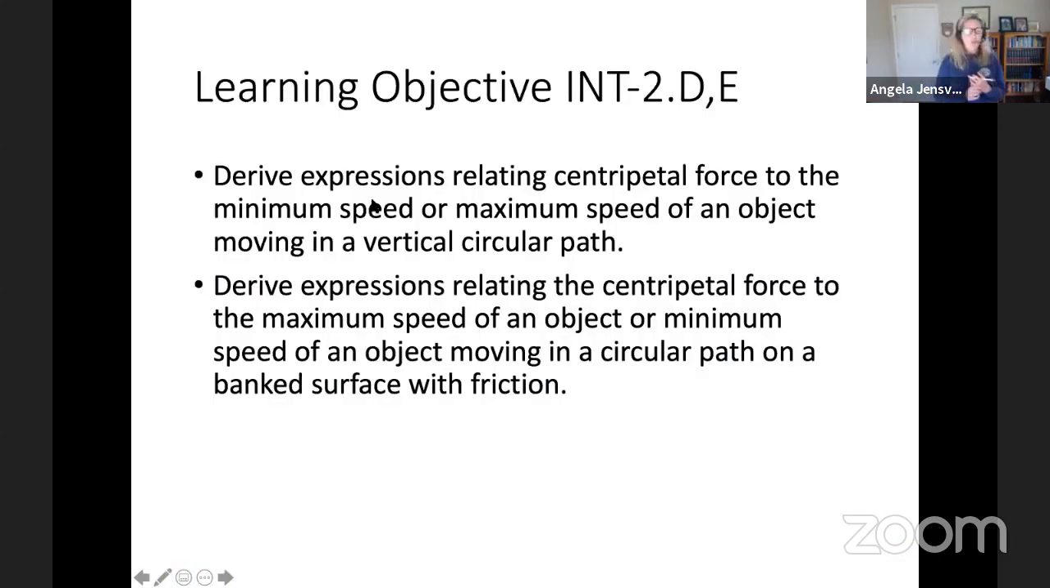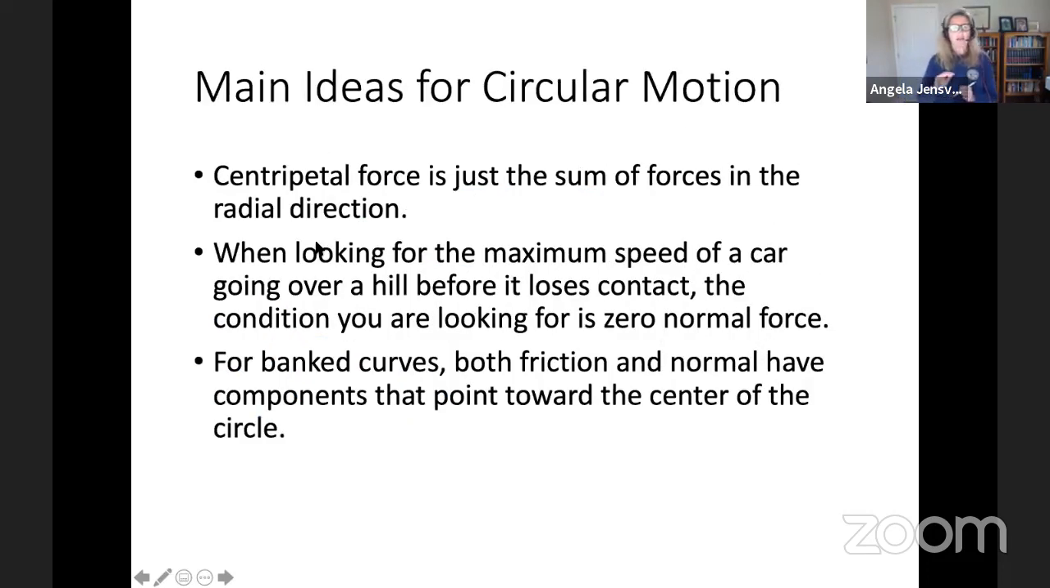Okay, so today we're going to look at two learning objectives: derive expressions relating centripetal force to the minimum speed or maximum speed of an object moving in a vertical circular path. So vertical circular paths, and then same thing for a banked surface. Okay, so those are our two things we're going to look at today. We do need to finish up a couple things that got cut out yesterday because of the technical issues, but then we'll do those two scenarios.